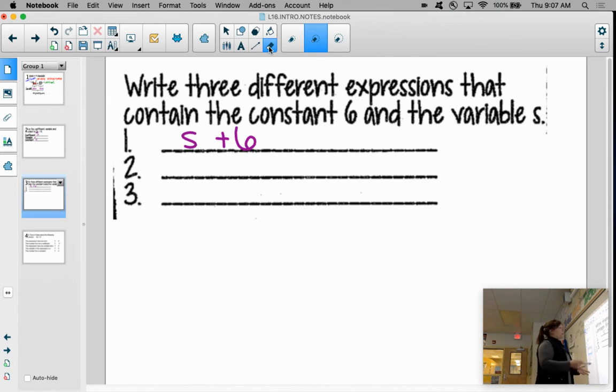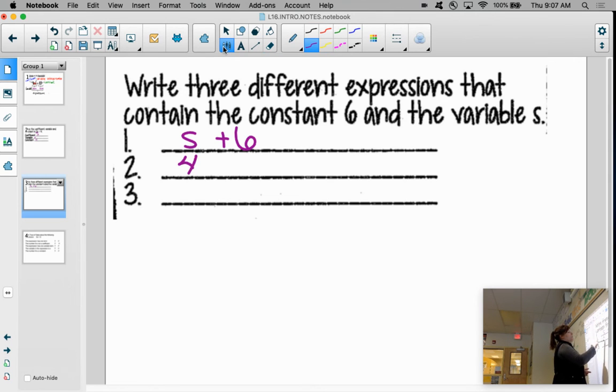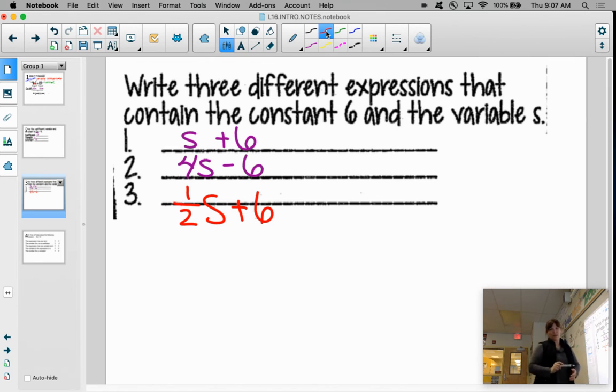So I might pick 4s minus 6. And I could have a fraction as a coefficient. So my last one, I'm actually going to do 1/2 s plus 6. So you can have a coefficient that is a decimal or a fraction. Okay. All right.